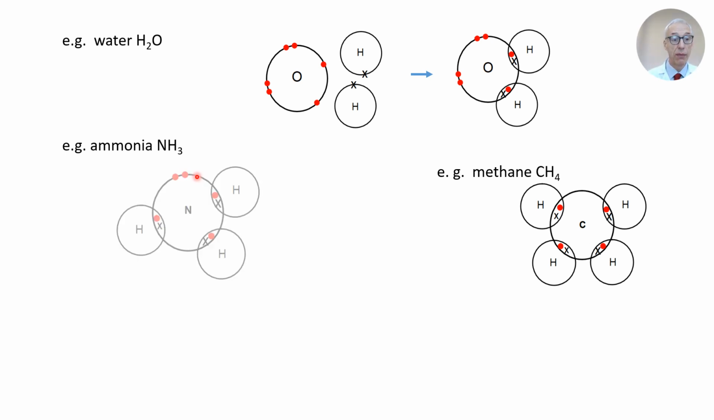Okay, here is ammonia. Ammonia, the central nitrogen has 5 electrons in its outer shell. 2, 3, 4, 5. So it forms 3 covalent bonds, forms 3 shared pairs with hydrogen, each hydrogen achieving 2 in its outer shell. So nitrogen has an unbonded pair and then 3 shared bond pairs, making 8.